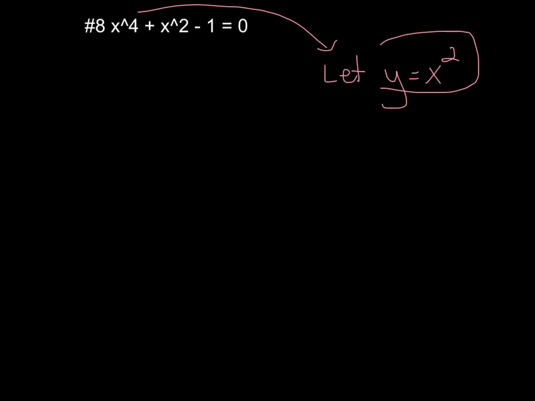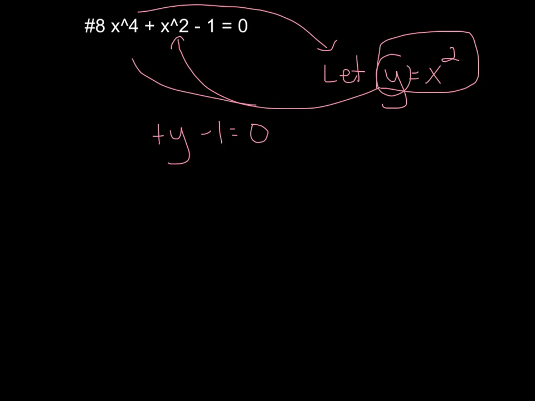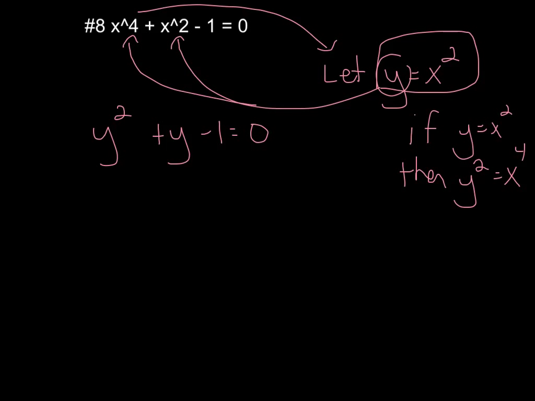Check me on that. That means instead of just plain old x squared, I'm going to have plus y in the middle, minus 1. And instead of x to the 4th, I would have x squared squared, which is just like having y squared. Think about that. If y equals x squared, then y squared is x to the 4th. Y squared is the same thing as x squared squared, which again is just x to the 4th.